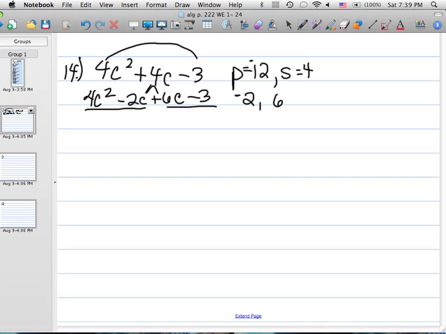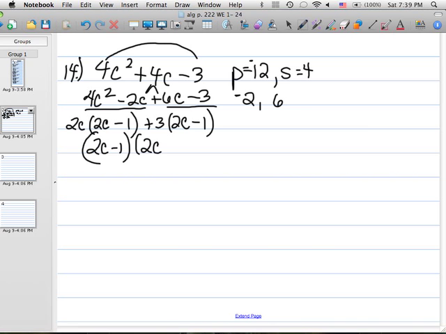From the first pair you can take out a 2c. That leaves you 2c minus 1. Checking signs, positive, negative, take out a positive 3, and you have 2c minus 1. So our factors are 2c minus 1 and 2c plus 3.